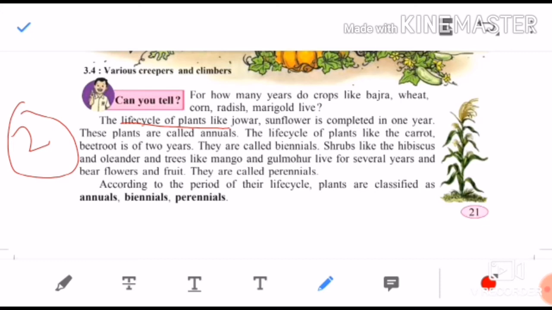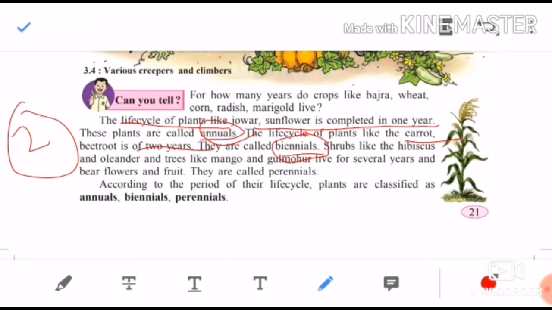Plants like jawar and sunflower complete their life cycle in only 1 year. That is why they are called annuals. Annual means they live for 1 year. The life cycle of plants like carrot and beetroot is 2 years. That is why they are called biennials. These plants live for only 2 years, not more than 2. After 2 years the plant dies. That is why their life cycle is only 2 years, and they are called biennials. Just remember this spelling, children. If they ask, can you give an example of 2 biennial plants? You should give carrot and beetroot immediately. Annual plants: jawar, sunflower and so on.